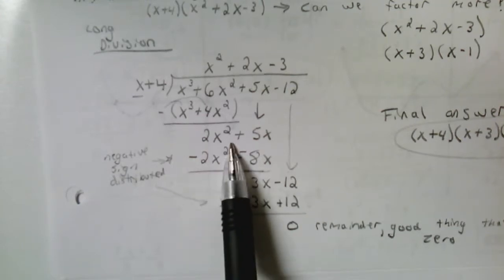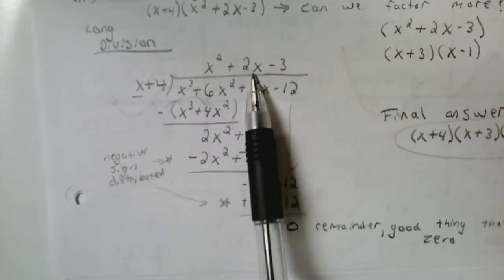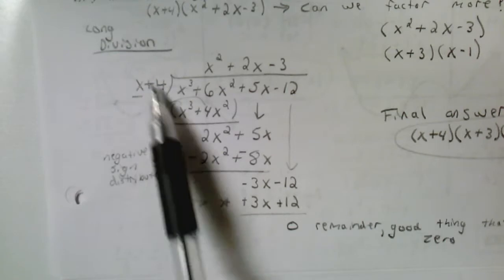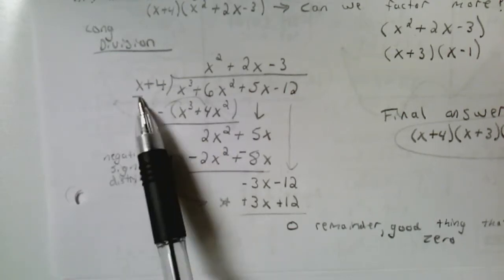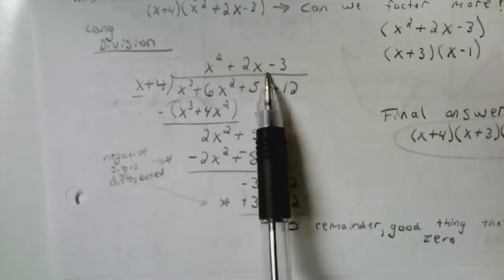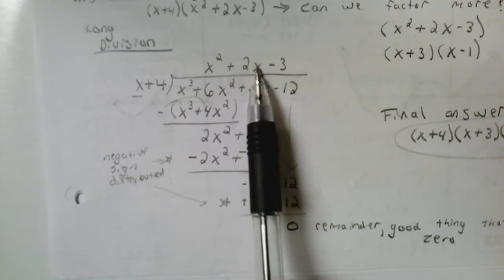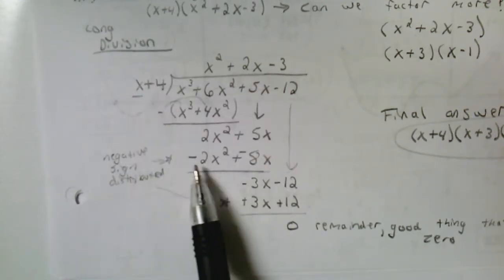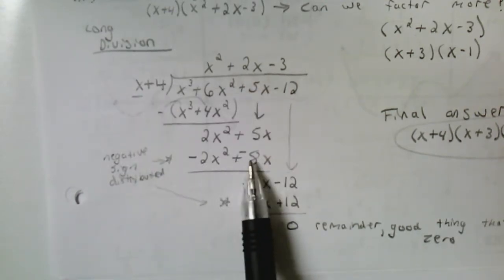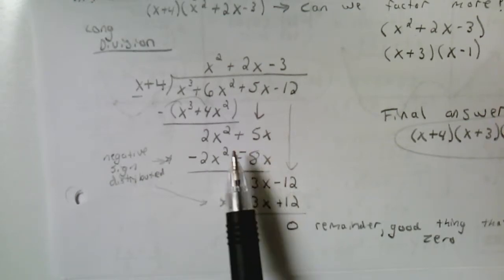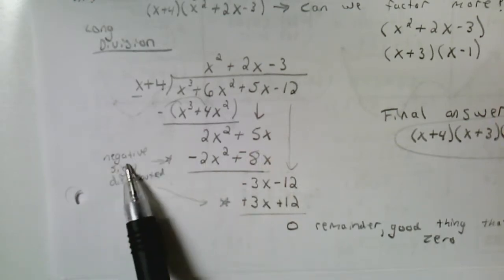So I have to ask, what can I multiply this piece by in order to get me to a 2x squared? Well, I'd have to multiply it by a 2x, of course. So I'm going to take 2x times this whole piece, and I'm going to get a 2x squared plus 8x. You will notice in this particular problem, the negative sign has already been distributed.